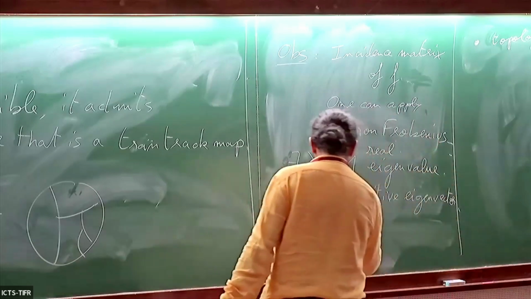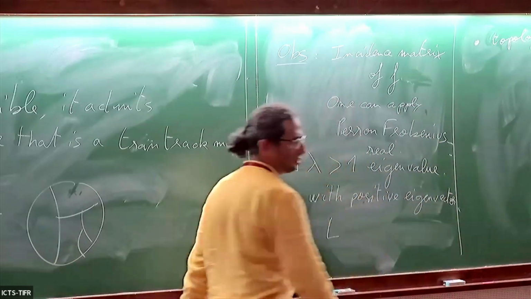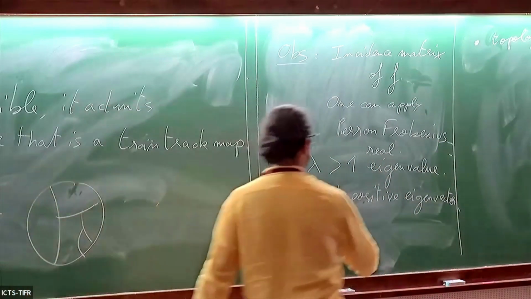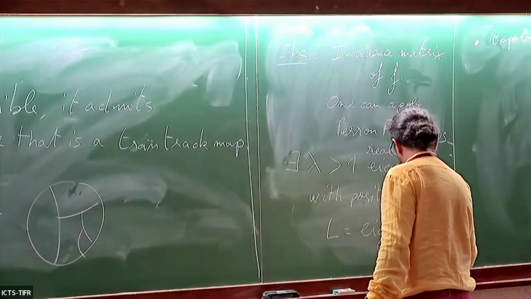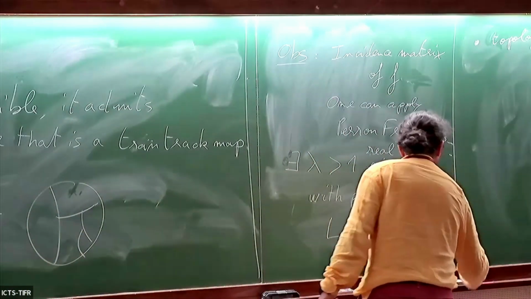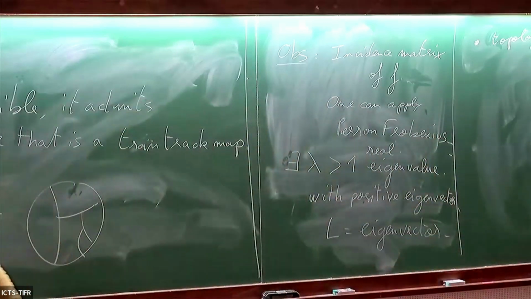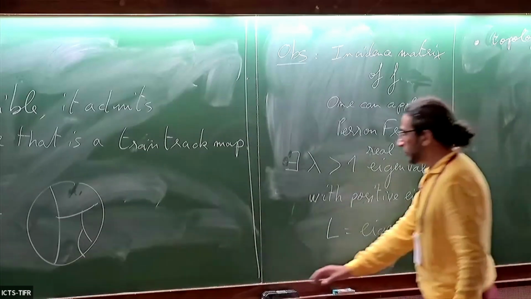I'll call this eigenvector L. It gives me a positive number for each geometric edge. What will I do with that? Those are the lengths. Those are the lengths of my edges in the metric graph that I want to define. And then what happens?